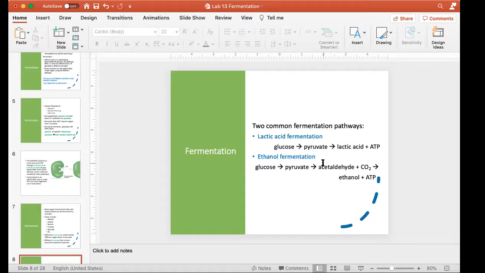Ethanol fermentation is a little more complicated, but not by much. Glucose, again, is sent through glycolysis to make pyruvate. The pyruvate is first converted to a molecule called acetaldehyde and a little bit of carbon dioxide. And then the acetaldehyde is converted into ethanol and ATP.